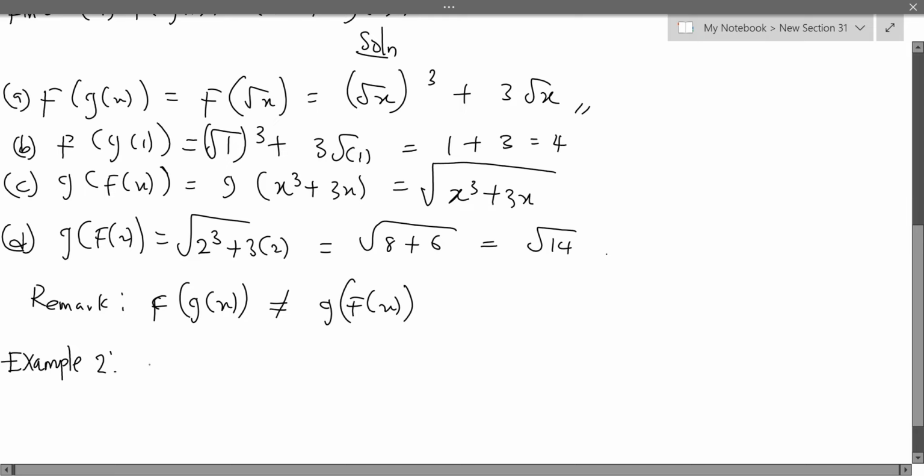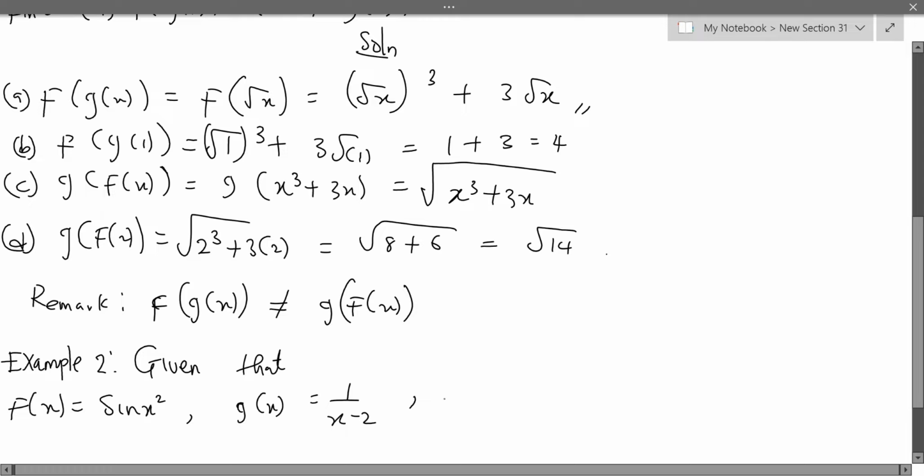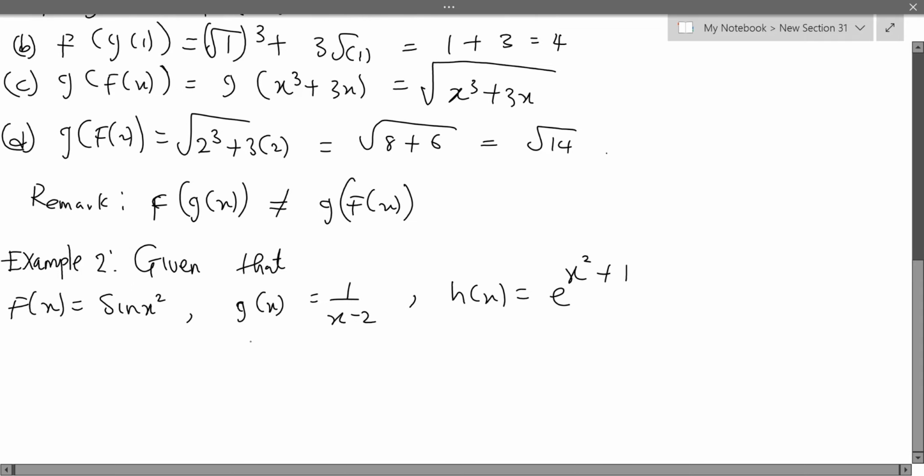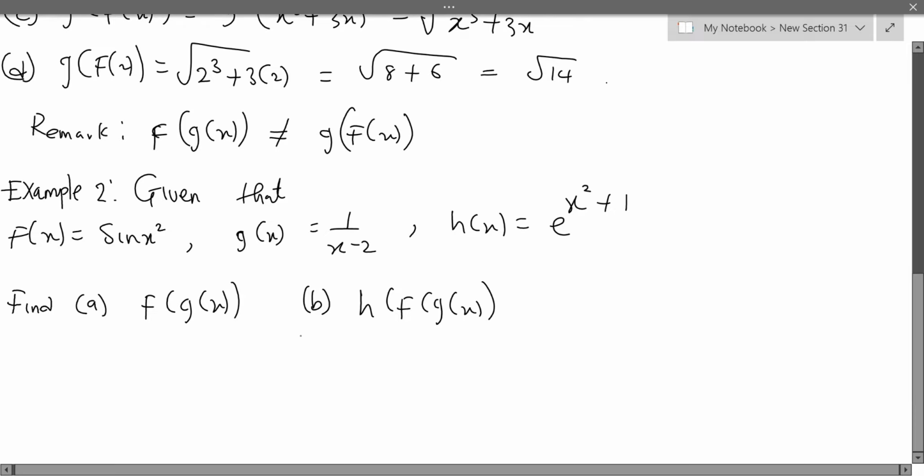So given, okay, so find a, f of g of x, and b, h of f of g of x. So these are the instructions.